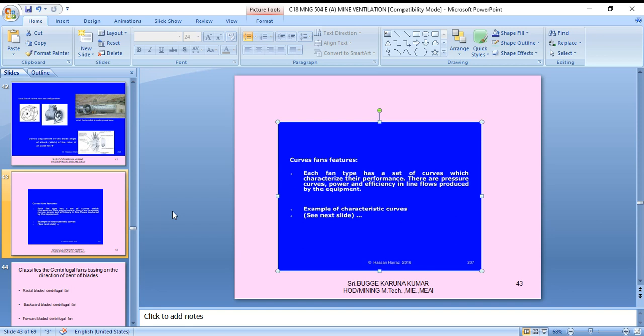For example, sometimes you need more quantity but less pressure, and sometimes you need more pressure and less quantity. So depending upon our requirement, we put the axial flow fans in series or parallel. If it is parallel, the pressure is less and the quantity more. If in series, more pressure can be expected, but less quantity. Depending upon our conditions, the characteristic curves also change.